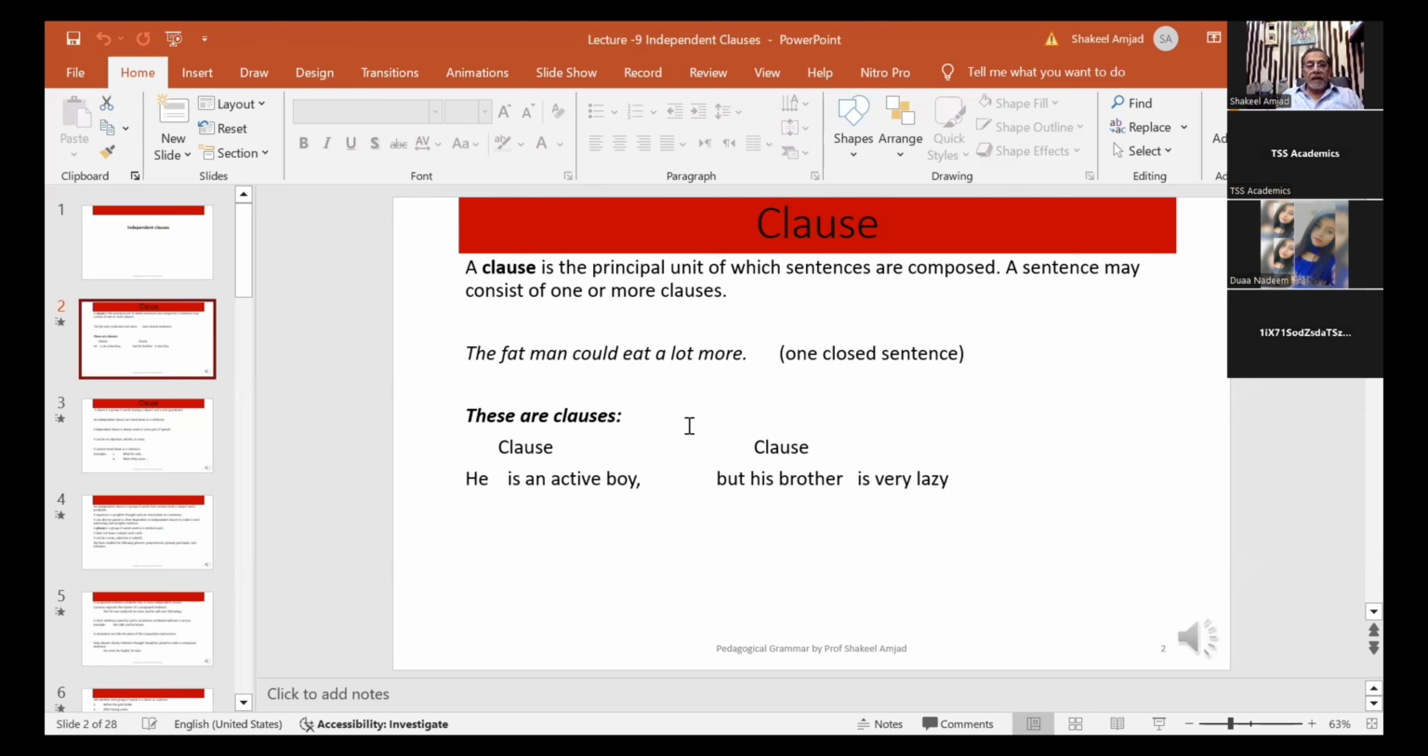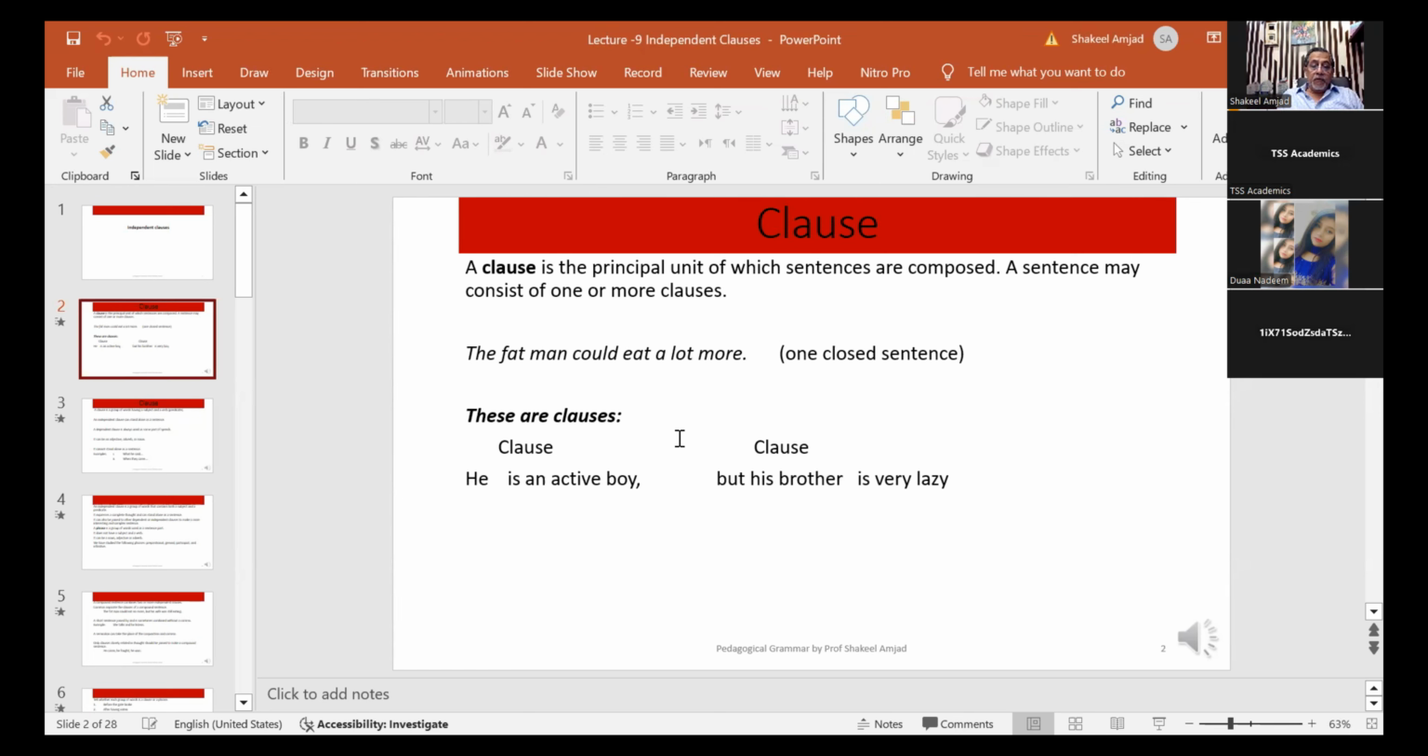So again, as we have discussed, a clause is the principal unit of which sentences are composed. A sentence may consist of one or more clauses. The fat man could eat a lot more. One clause sentence, right? These are clauses.